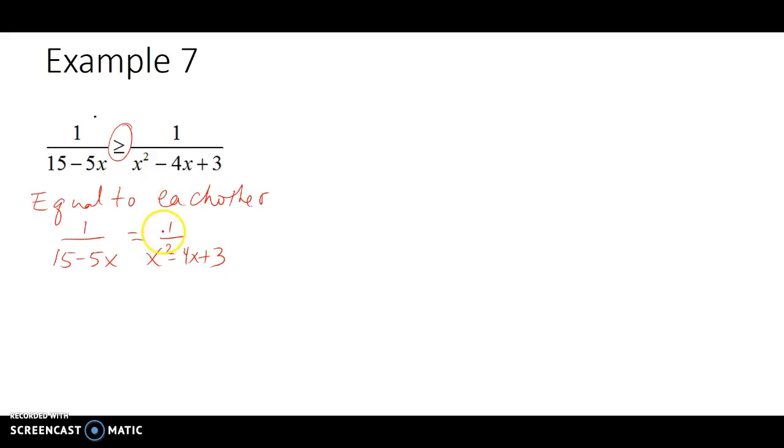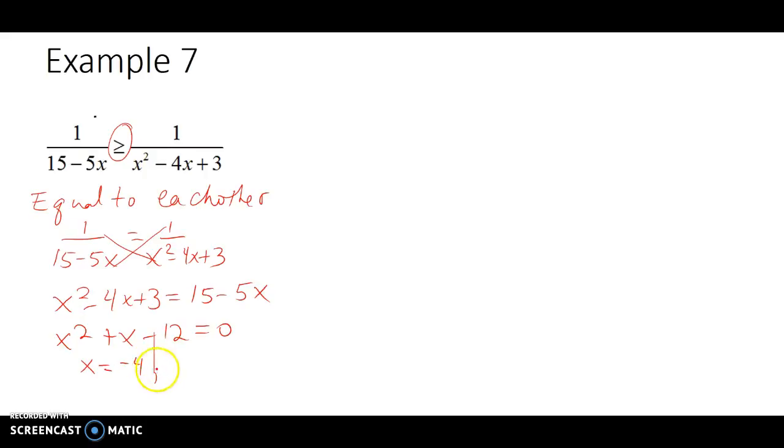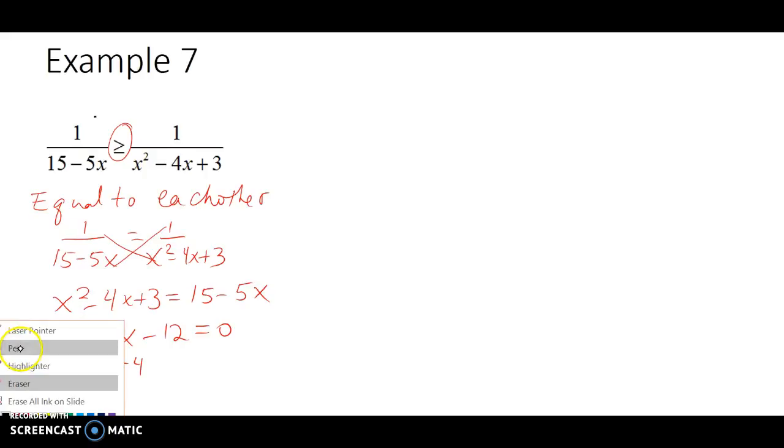To solve this proportion, remember we've got to cross multiply. So we end up with the equation, and this is a quadratic, so we're going to get it equal to 0 and factor to solve. So we'd end up with x squared plus x minus 12 equals 0, and that will give us the solutions of x equals -4 and x equals 3.